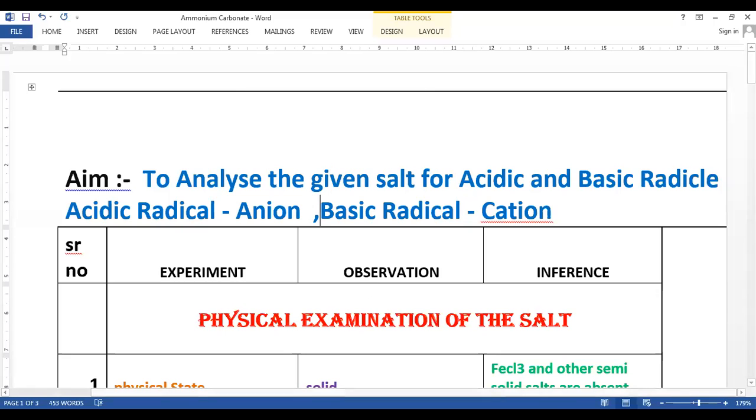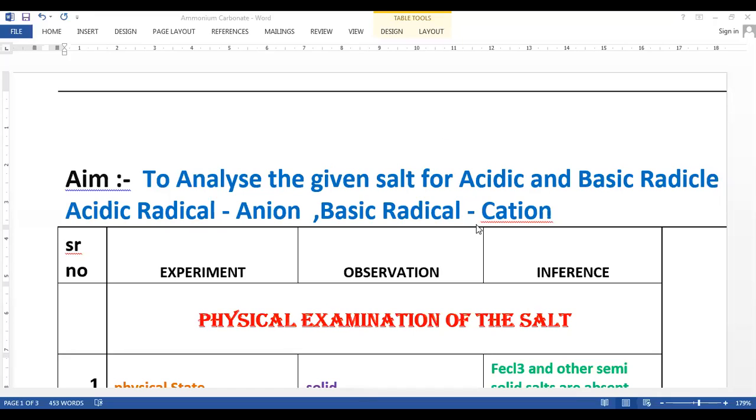Hello, dear students. Today we are going to study salt analysis. The aim of the practical is to analyze the given salt for acidic and basic radical. We follow the general system. First, we do an experiment, then we observe, and then we write the inference.